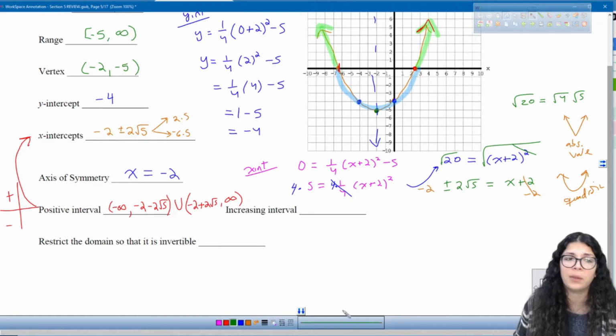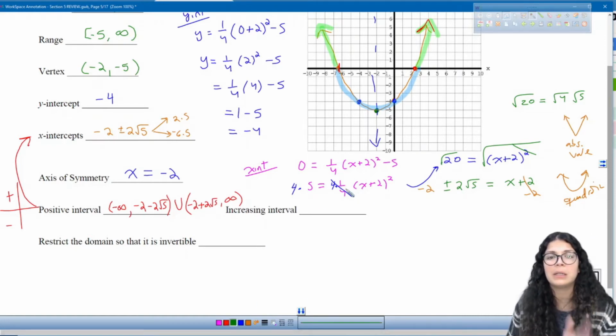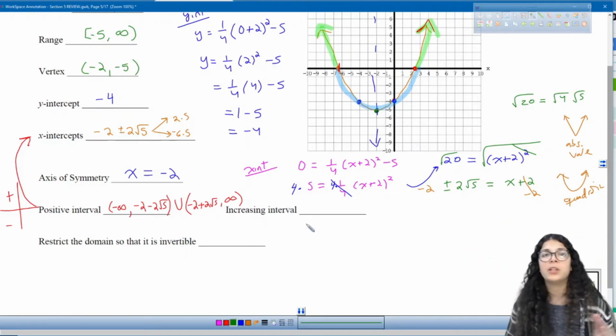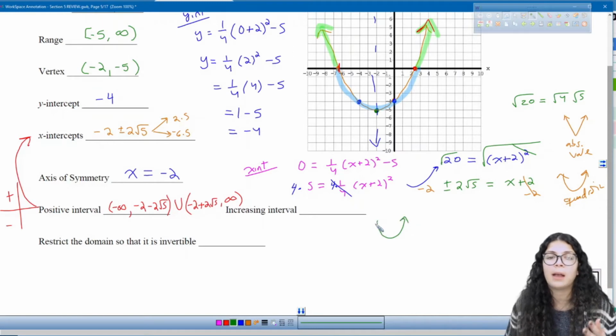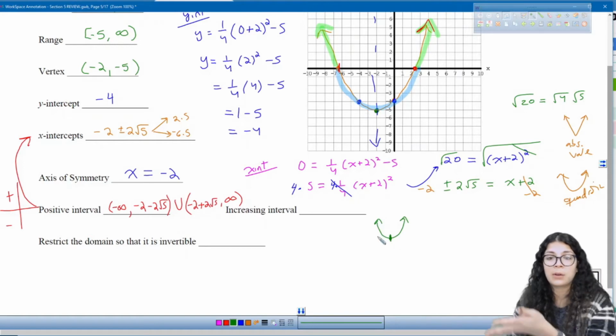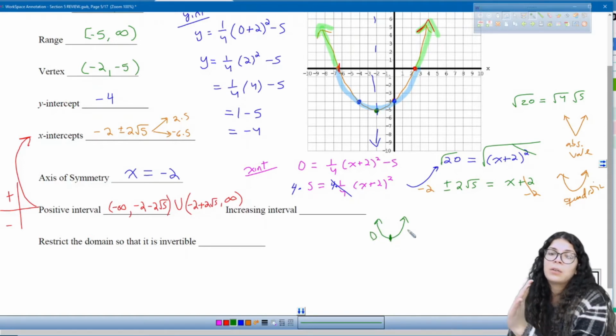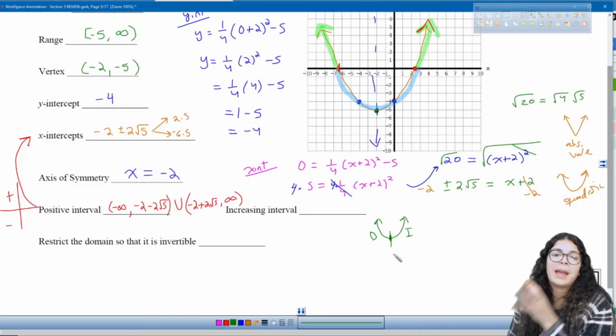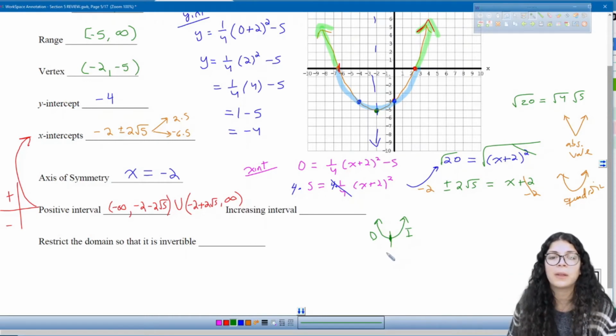The increasing interval, that is completely different. Remember, for increasing, decreasing, we look from left to right, which piece is going up, which piece is going down. This is a U-shaped parabola facing up. The vertex is what determines where we shift from decreasing on the left to increasing on the right side. So we need that x value of the vertex. The x value of the vertex is negative 2. So you could see right here, right? From that x value negative 2 till all the way to the right, we are increasing, going up from left to right.